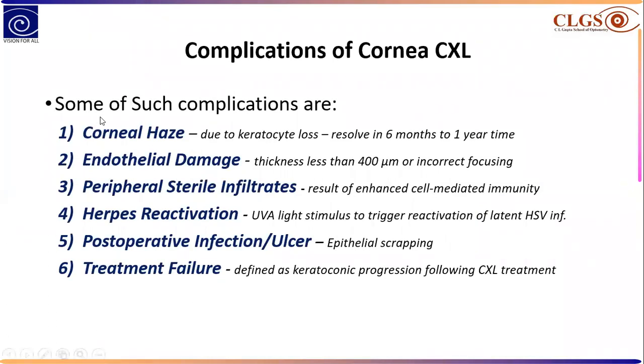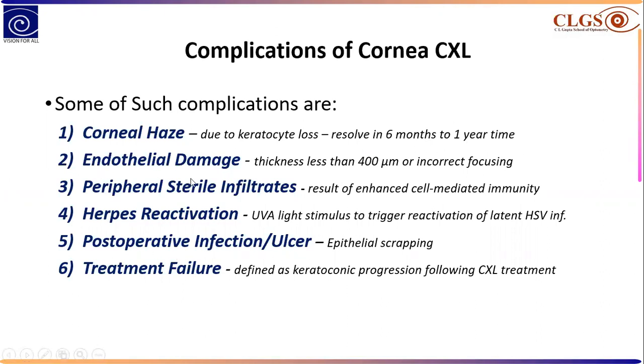Specific complications are, first, corneal haze. Corneal haze is the major complication of CXL. You see corneal haze in about 70-80% of patients undergoing CXL. It is basically due to keratocyte loss during the UV radiation process. But corneal haze has been seen to resolve in 6 months to 1 year with mild use of steroid. So there will be corneal haze in almost 60-70% of patients, but the good thing is that it will resolve over a period of time.